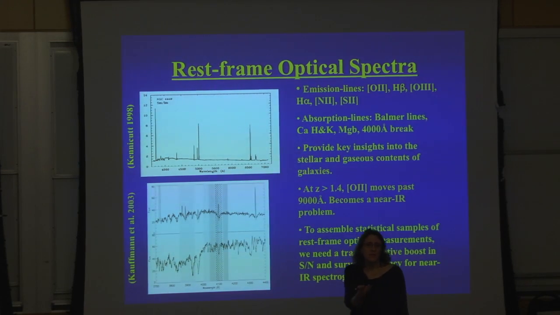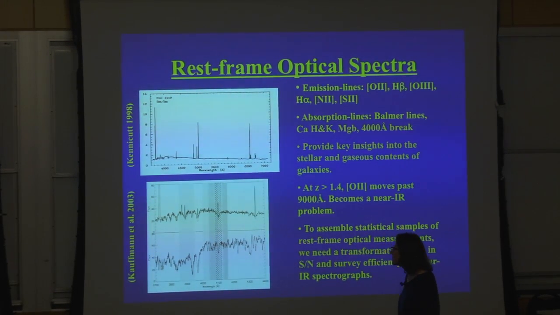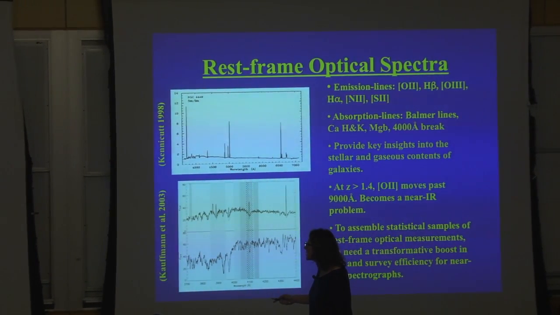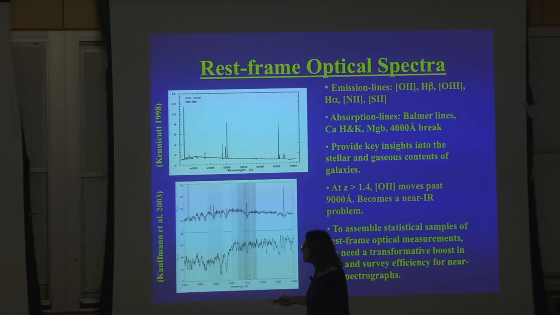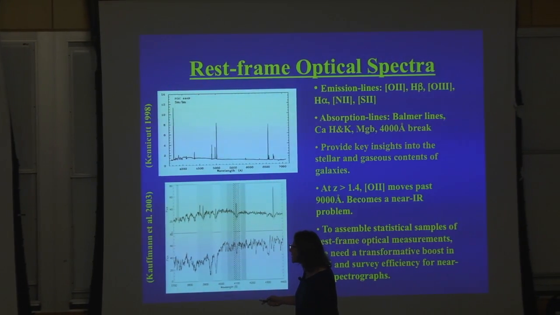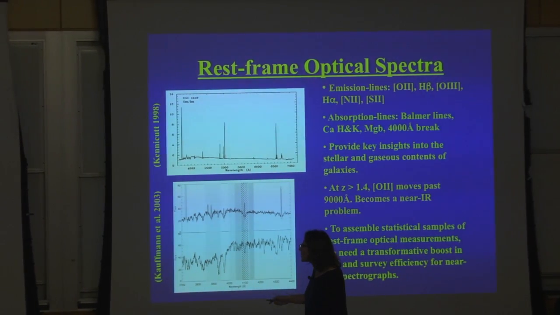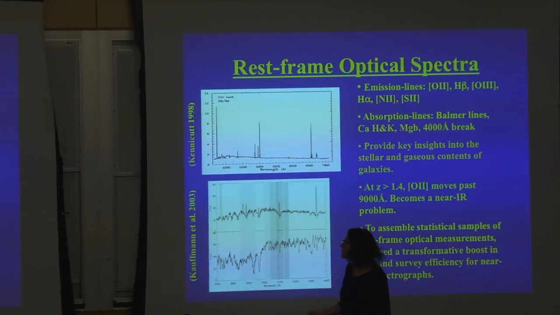If you like nanometers, this is the visible part of the spectrum, 400 to 700 nanometers. And you can see there are several strong emission lines. This comes from singly ionized oxygen. This is ionized hydrogen, doubly ionized oxygen, more hydrogen. This is a nitrogen line and some sulfur lines. So this is the suite of emission lines that we're going to be studying in the early universe.